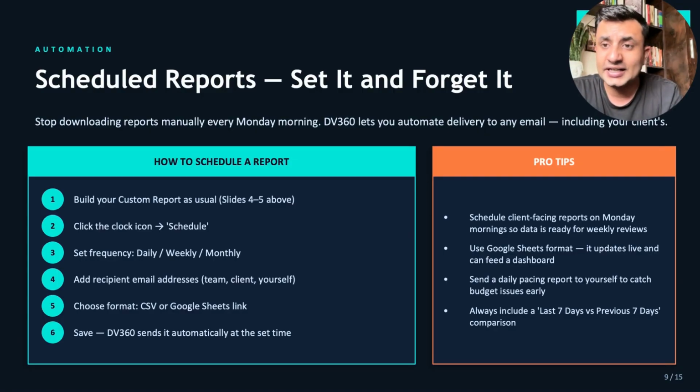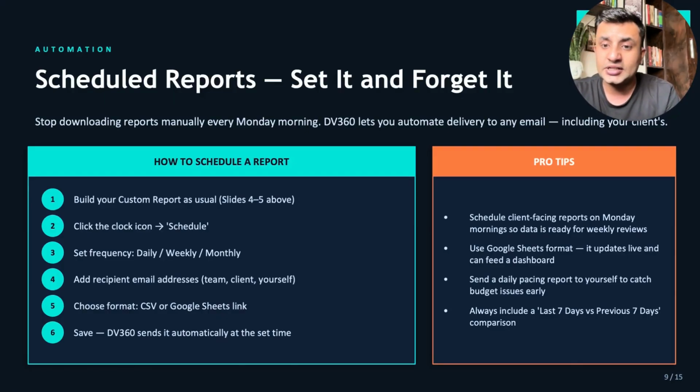Slide 4 to 5. Click the clock icon and then click on schedule. Set frequency, if you want these reports on a daily basis, weekly basis, monthly basis. Add the recipient email addresses, be it yours or your client's. Then choose the format in which you want the report, be it a Google Sheets link or a CSV link. And then save these reports. DV360 automatically sends it at the time that you have set.